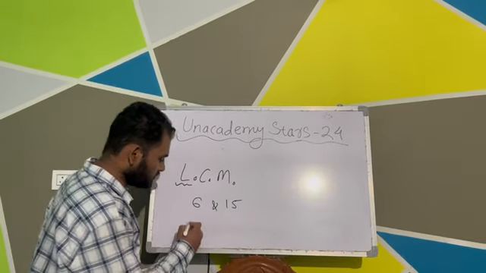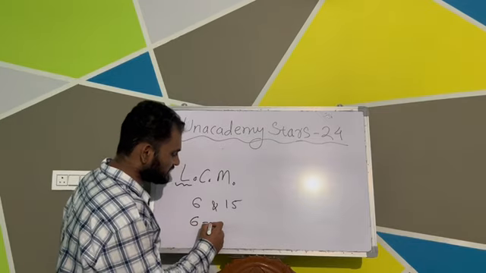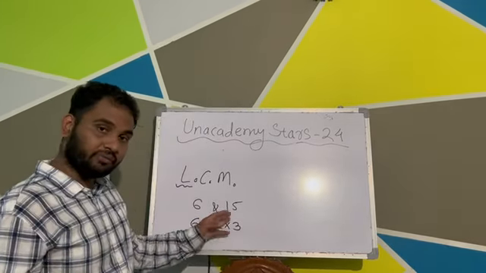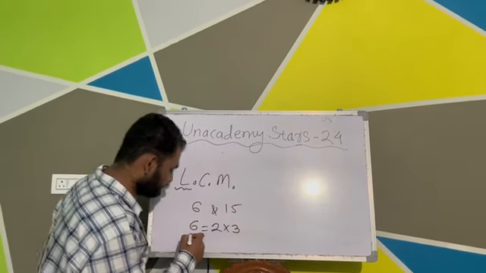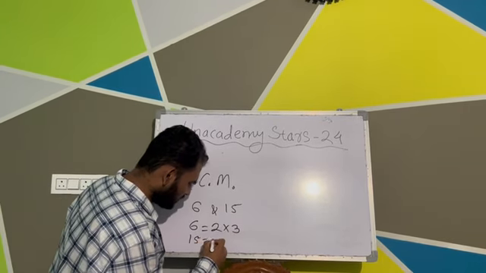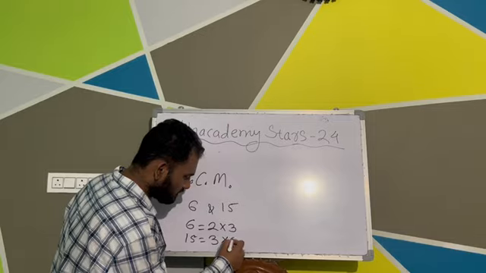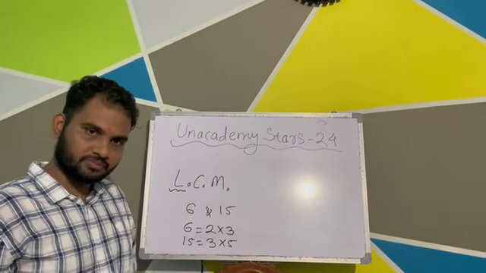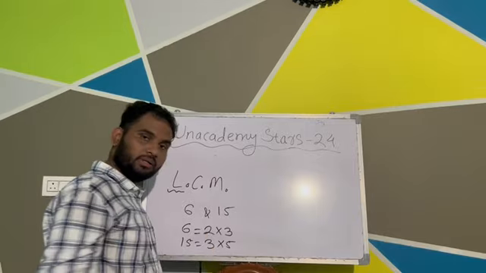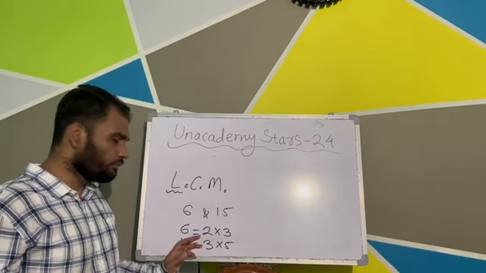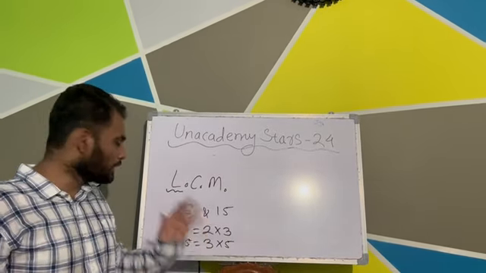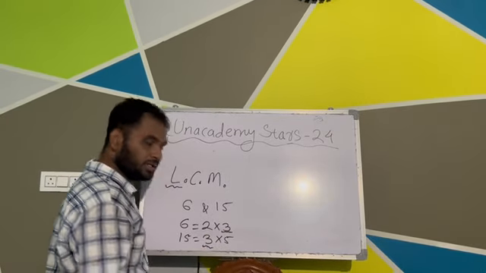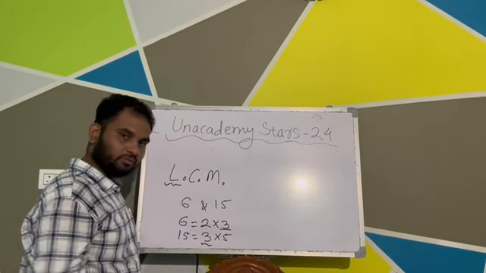For 6, we can write 6 as 2 cross 3. And for 15, we can write 3 cross 5. These are the prime factors of the given numbers. Now, after finding out the prime factors of given numbers, what do we have to do? We have to take out the common numbers. In this case, 3 and 3. These are the common numbers in both of the prime factors.